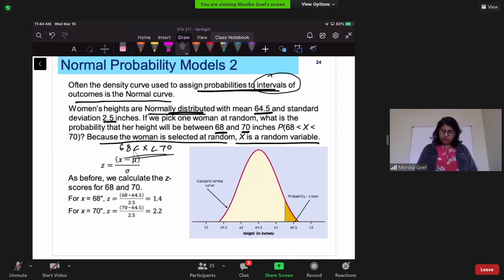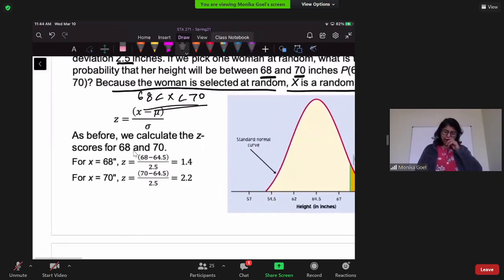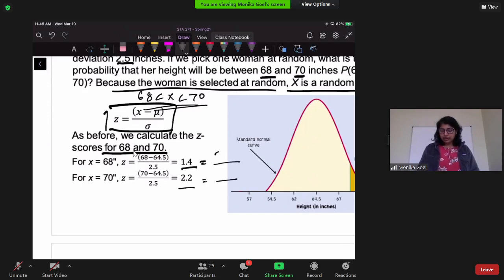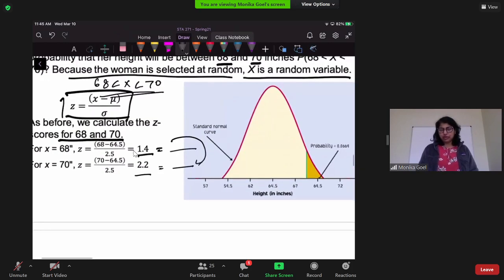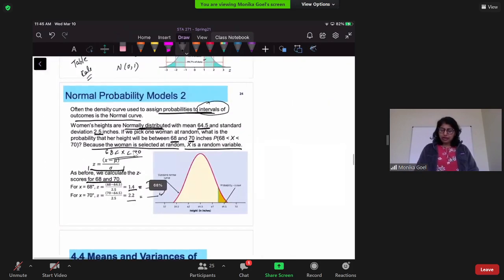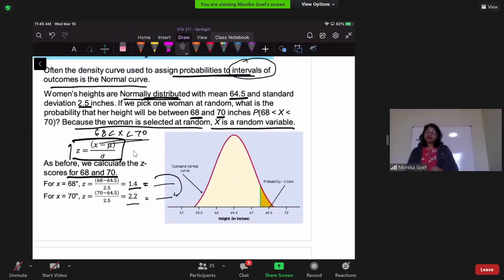Now, if you are looking between 68 and 70, before you calculate, if you're using the table, you need to calculate your z-score. The formula is the same that we used before. So you calculate that. Once you get these values, you can go back to the table, find their corresponding area, and then subtract to get it. We have done that before. Make sure you take a look at this question. If something is not making sense, let me know. Can we apply the 68, 95, 99.7 rule here in this specific question and get the answer?